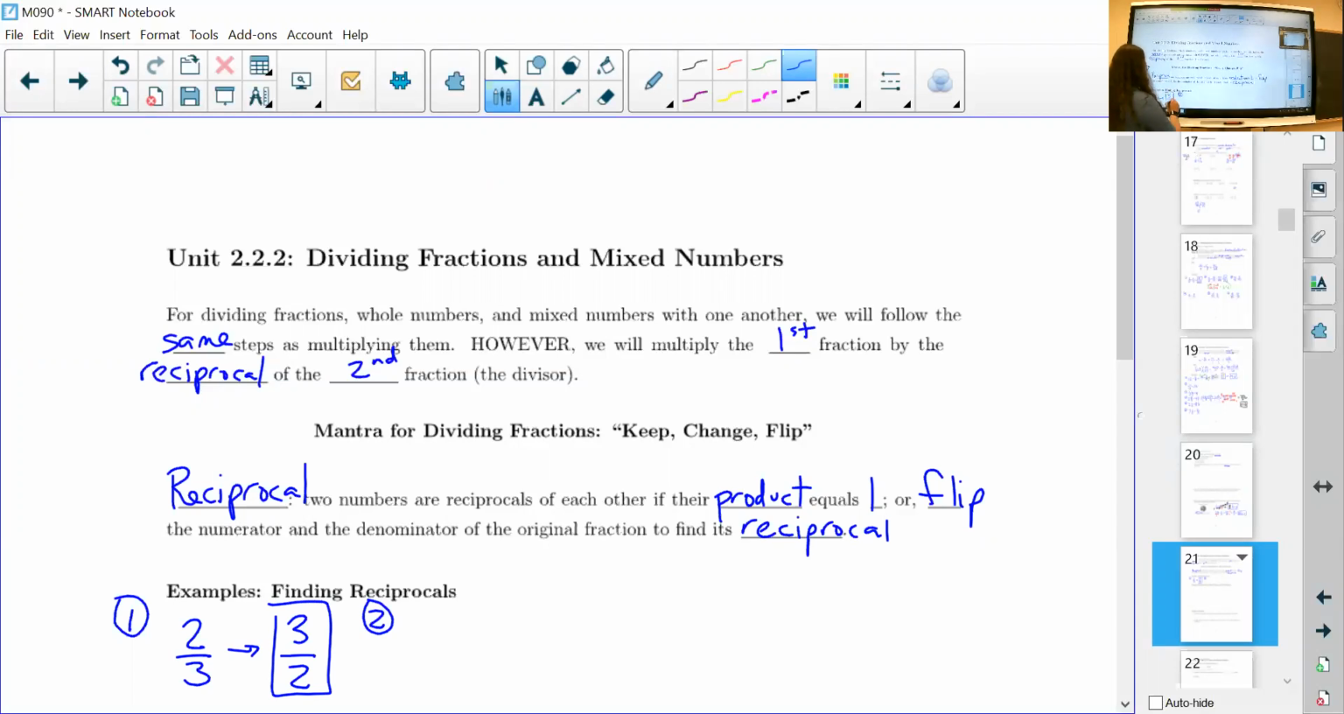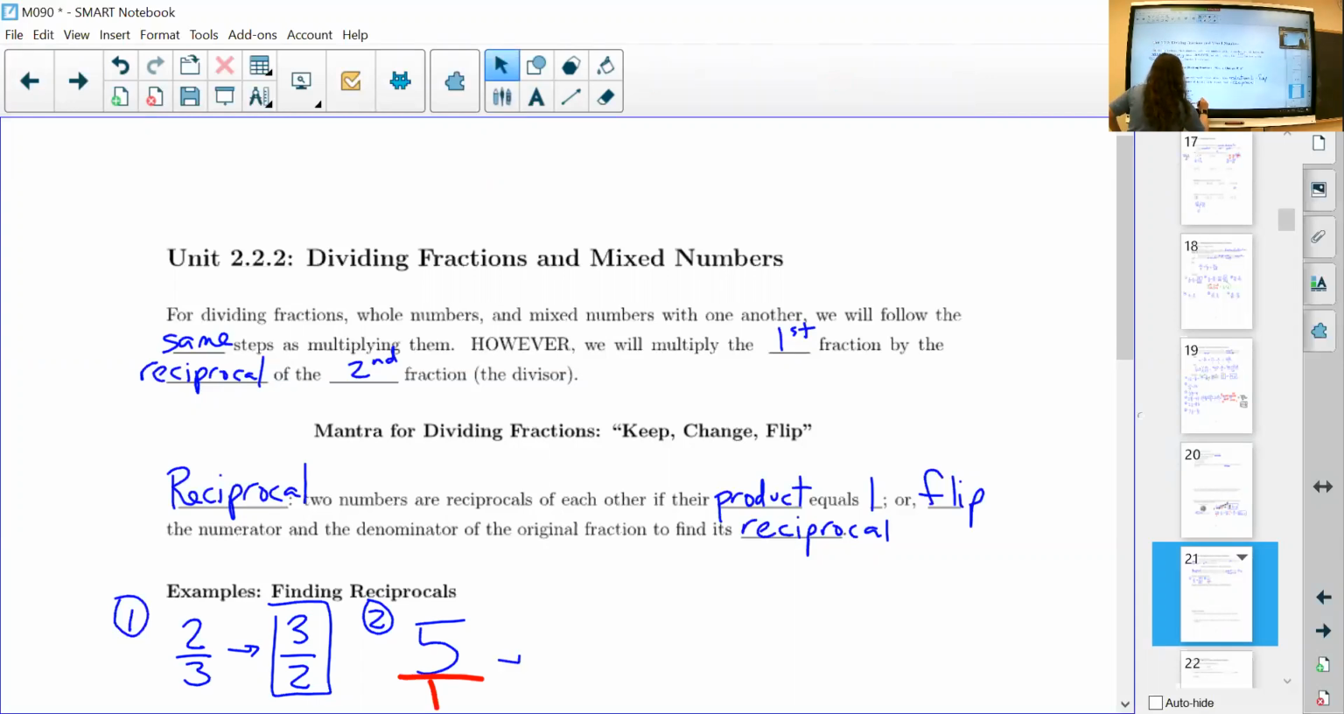Example 2. Well, what if I have 5? I can't flip that upside down. I'm not supposed to go like this, right? But what I can do is put this over 1. I can make this into a fraction. When I do that, now I can flip it. I have 1/5 as my answer.